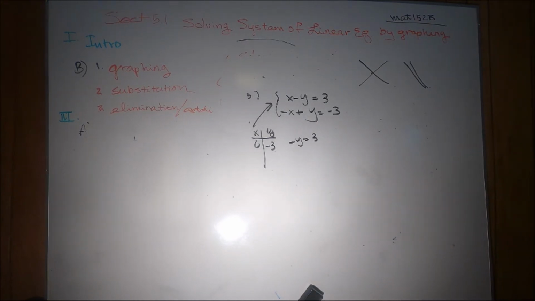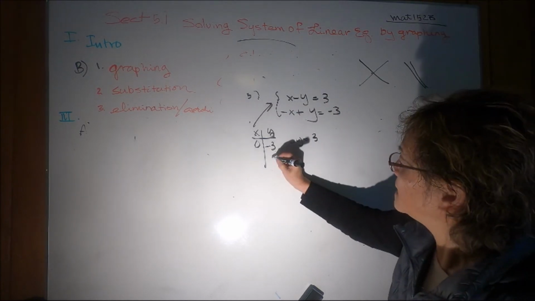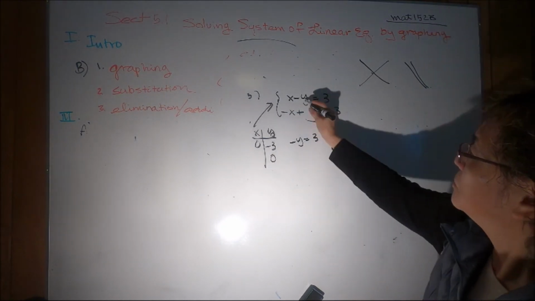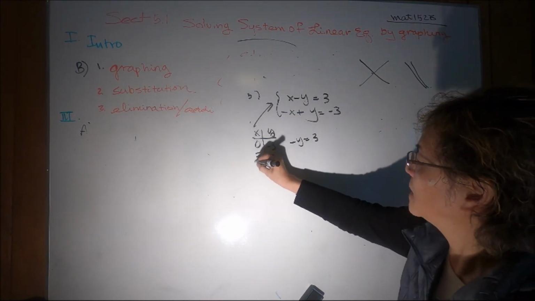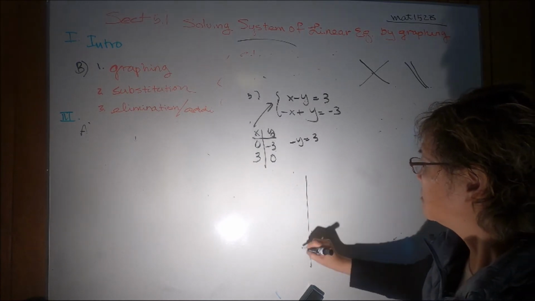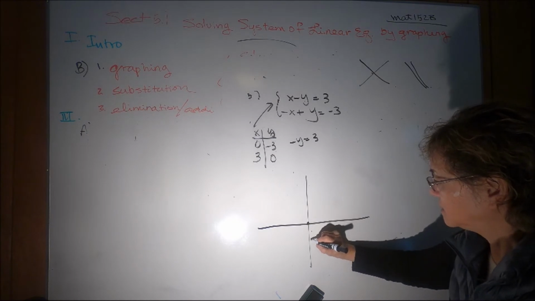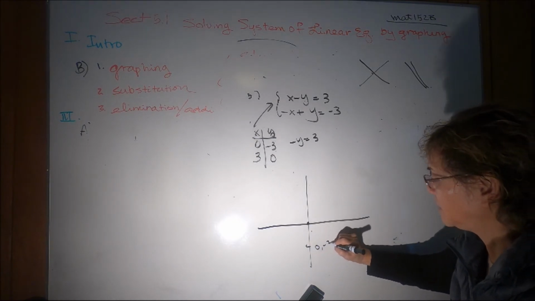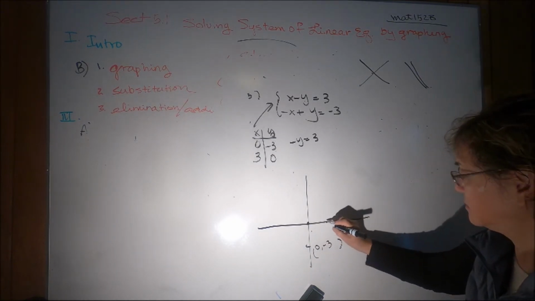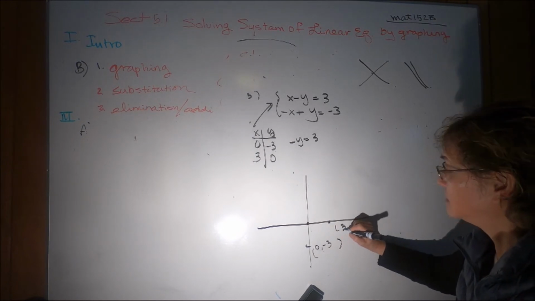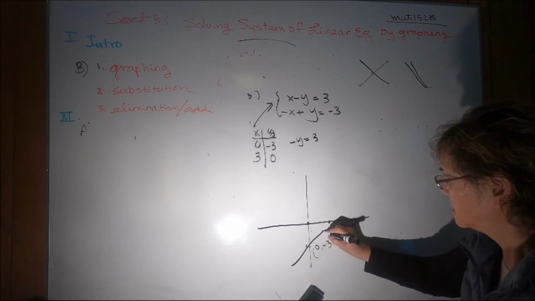Then for the second one, we haven't finished the line yet. So if I put y is 0, x becomes what? 3. So when I graph the line, I shall have what? 0, negative 3, and 3, 0. Right?